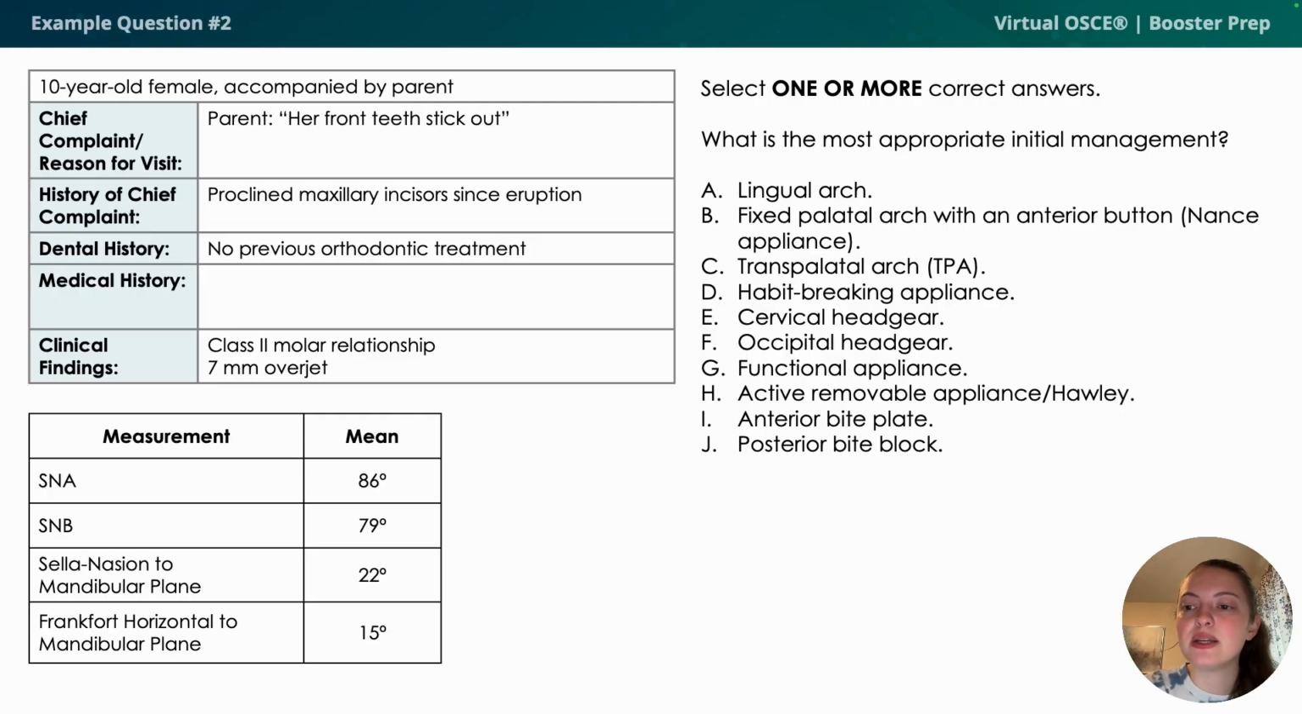Her sella-nasion to mandibular plane is 22, which is 10 degrees below the average, meaning she has a very flat mandibular plane angle. And alongside that, her Frankfurt horizontal to mandibular plane is 9 below average, meaning she also has a decreased lower anterior face height. So, since she has a low facial height pattern, we know that we want to open the bite by extruding the maxillary molars. This means that we need to pull down, and that is done with E, cervical headgear. And here are the point values for that question. Be sure to keep the indications for different types of headgear straight in our heads.